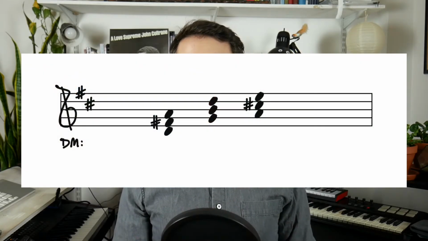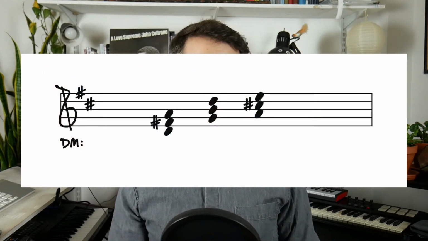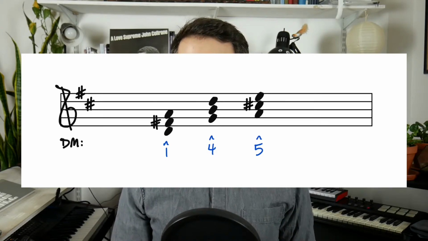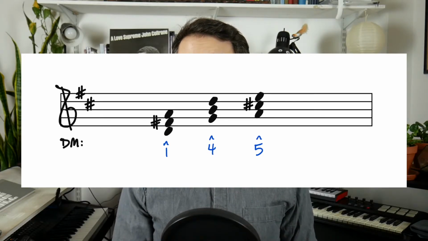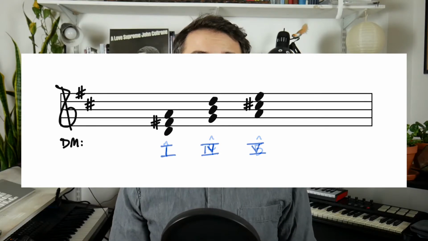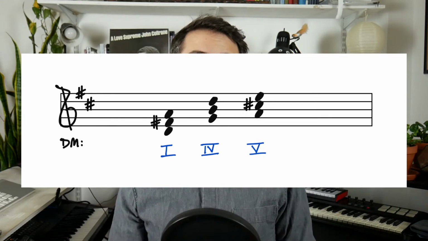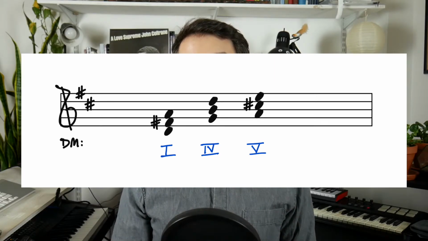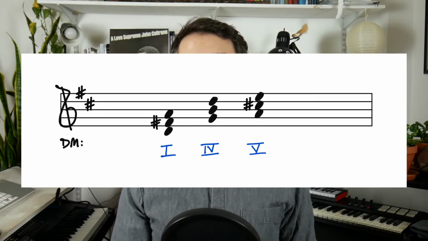When analyzing chords like this, the first thing to consider is the scale degree that each chord is built upon. Using that number, uppercase Roman numerals are used to indicate major triads. We customarily place the Roman numeral analysis just below the staff.